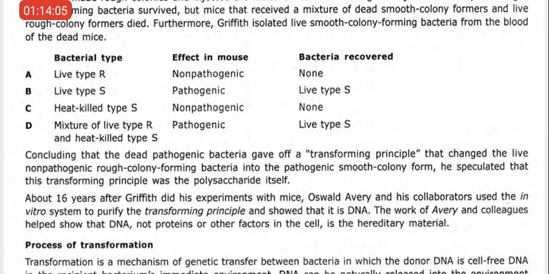About 16 years after Griffith did his experiments with mice, Oswald Avery and his collaborators used an in vitro system to purify the transforming principle and showed that it is DNA. The work of Avery and colleagues helped show that DNA, not proteins or other factors in the cell, is the hereditary material.